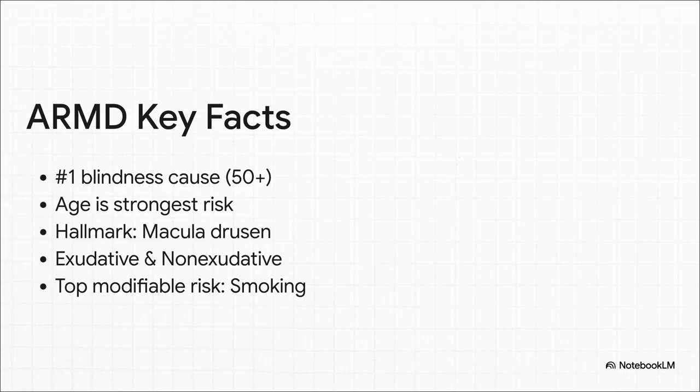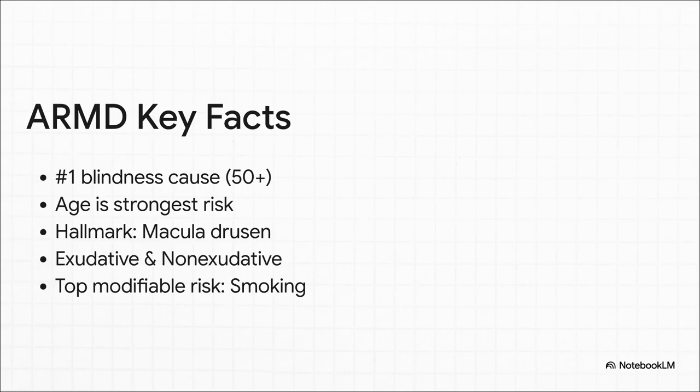Now, major OCAP pearl right here. What is the strongest risk factor? It's right in the name. It's age. To put that into perspective, by the time Americans hit 75 years old, a whopping 25% of them have some degree of this disease. Clinically, when you look into the macula, the absolute hallmark finding you're looking for is drusen. We categorize this whole disease state into two types: exudative, which you probably know as wet, and non-exudative, or dry.